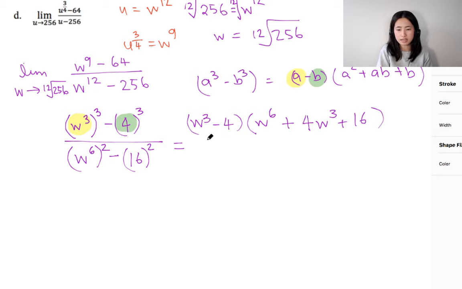And then underneath that, you're going to have w raised to the power of, so again, as a recap, the formula for the difference of perfect squares: a squared minus b squared is equal to a plus b times a minus b.